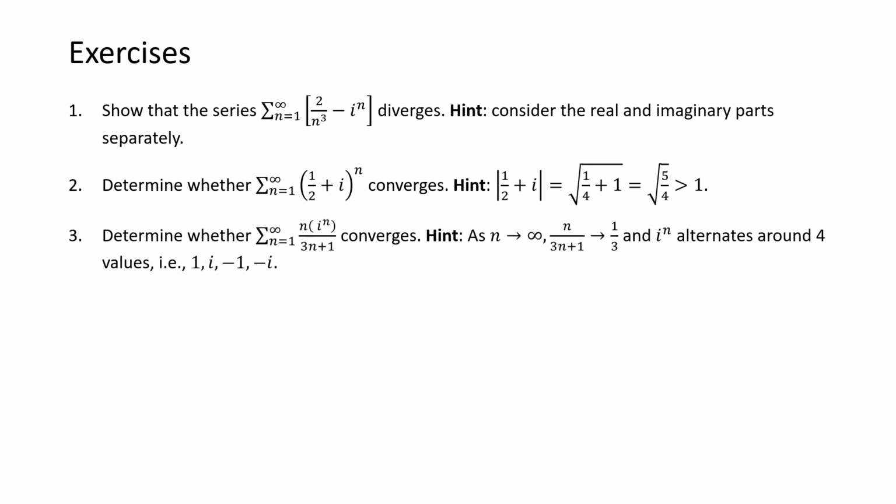Then the last one is the sum from n equals 1 to infinity of n times i to the n divided by 3n plus 1. Determine whether or not that converges. And as a hint, as n approaches infinity, this part of it, n over 3n plus 1, approaches 1/3, and i to the n alternates. We saw that before. That alternates between 4 different values.